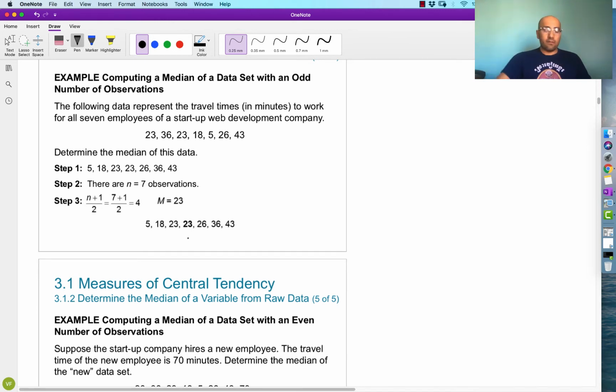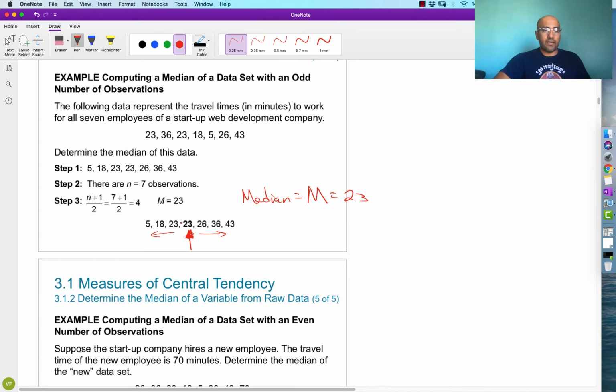Good. And it makes sense that following our formula, the value in the 4th spot will be our median. 1, 2, 3, 4. That's this one right there. It makes sense because there's 3 that way and 3 that way. It's right in the middle. The median is the middle value. So the median, which we like to denote with m, not the mu, is equal to 23. All right, that's when there's an odd number.